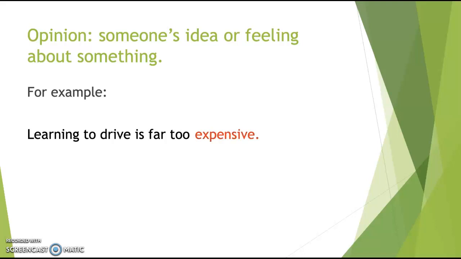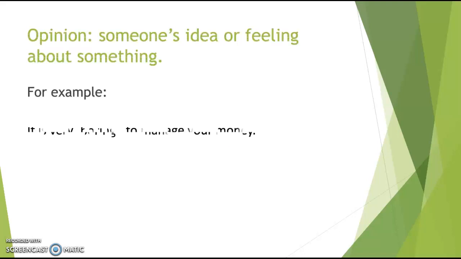While one person may consider the process of learning to drive expensive, there's room to disagree, and another person may consider it to be reasonable. This is how we know it's an opinion. Let's look at another example. It is very, very boring to manage your money. In this sentence, the adjective is boring, and again, there is room for someone to disagree. Not everyone will find managing money boring.